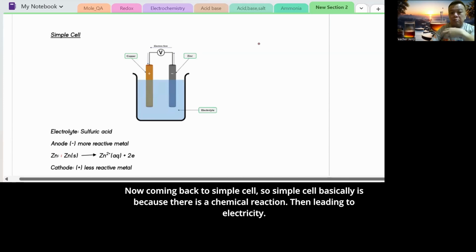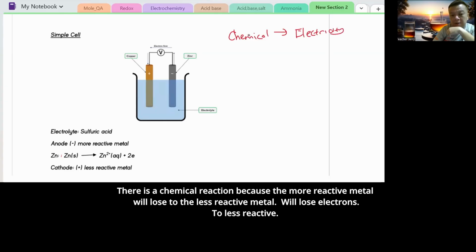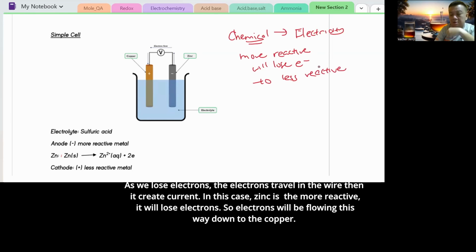All right, now coming back to this simple cell. A simple cell is basically a chemical reaction leading to electricity, right? There is a chemical reaction because the more reactive metal will lose electrons to the less reactive one. As you lose electrons, the electrons travel in the wire, and then it creates current.